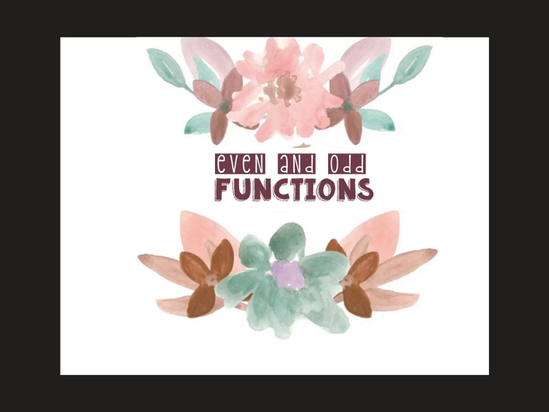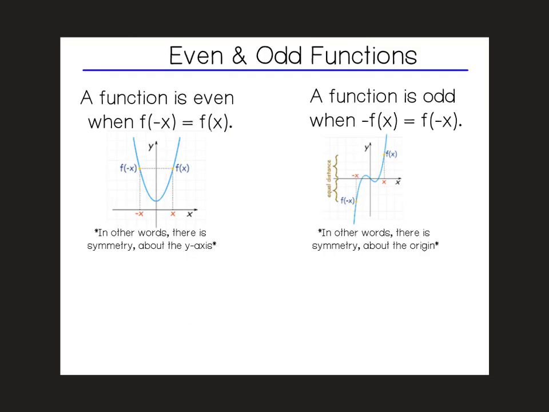So this is even and odd functions. Here is the difference between an even and an odd function if you look at a graph. On the left, it says a function is even when f of negative x equals f of x. In other words, there is symmetry about the y-axis.